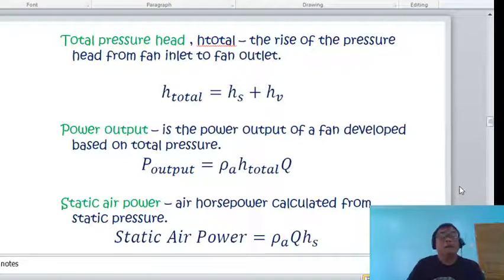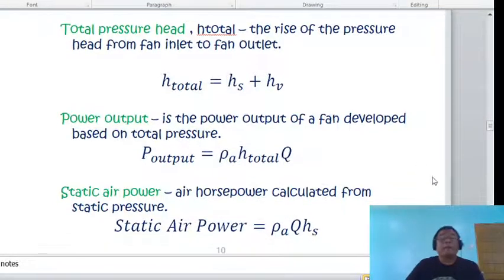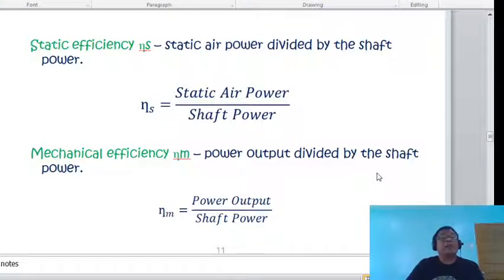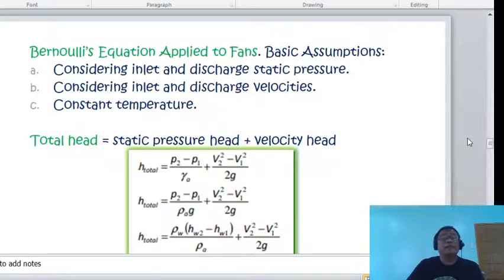Wherein, the head that you are going to use in this power is only the static head. So, density of air multiplied by the discharge multiplied by the static head. Take note class, this topic is very easy. Next is the static efficiency: the static air power divided by the shaft power. Take note class that in determining the static power, you are only going to use the static head. Another is mechanical efficiency, which is equal to the power output divided by the shaft power. Very easy class.